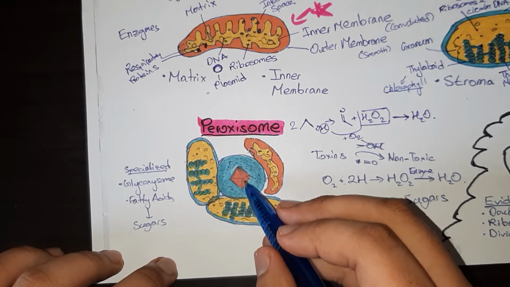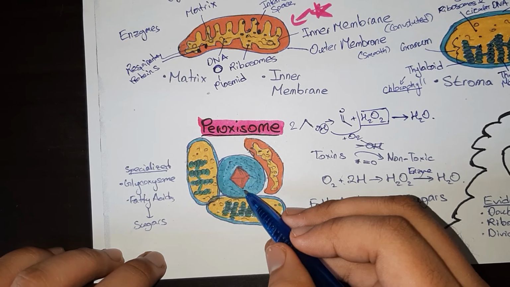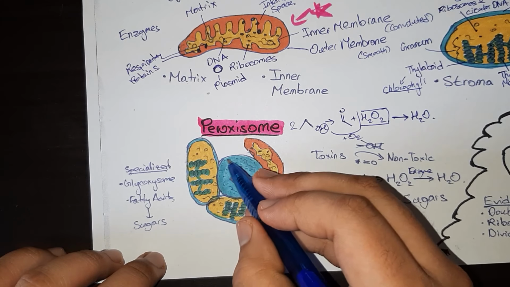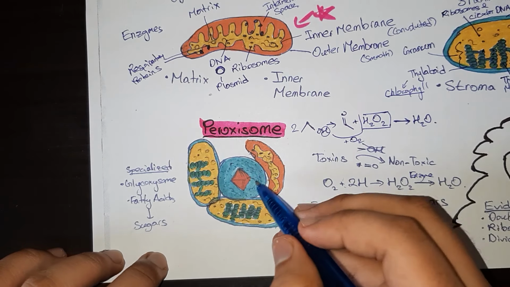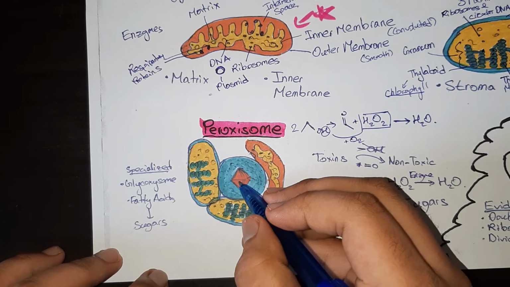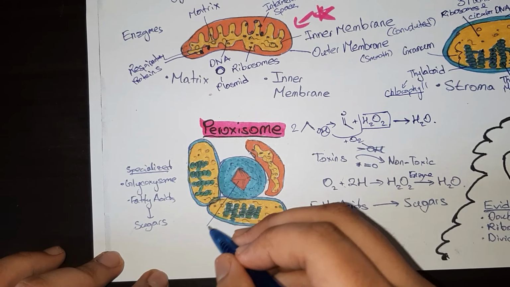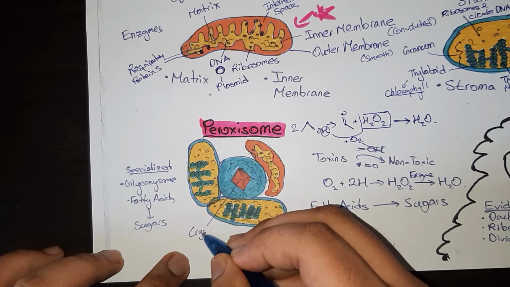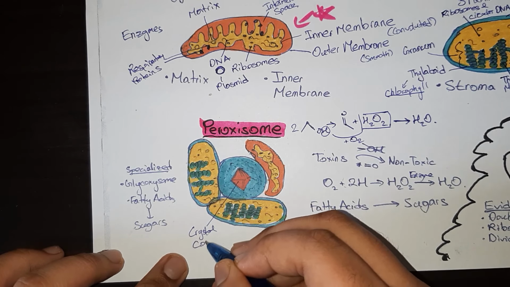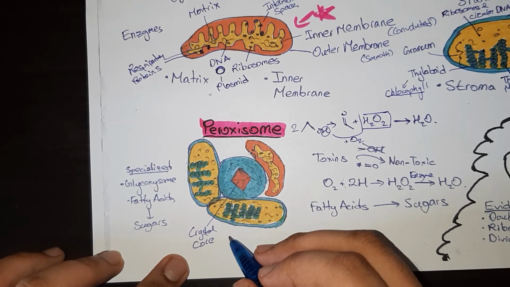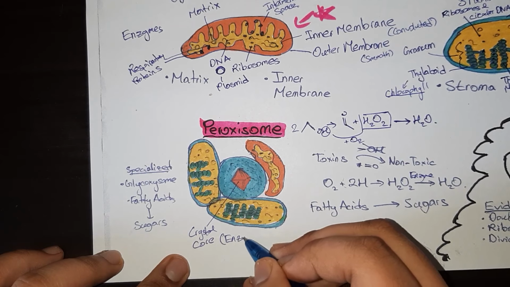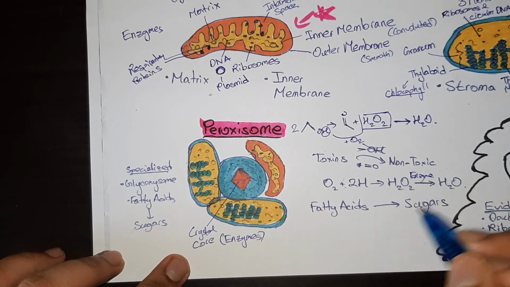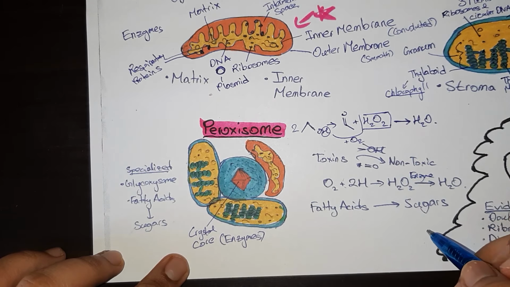So you can see here that this is the peroxisome. It has one single membrane, whereas the mitochondria and chloroplast have two membranes. This is only one membrane. And inside you can see this red colored core. So this is actually a crystal core. This crystal core is actually a large crystal of enzymes that catalyze this detoxification reaction.